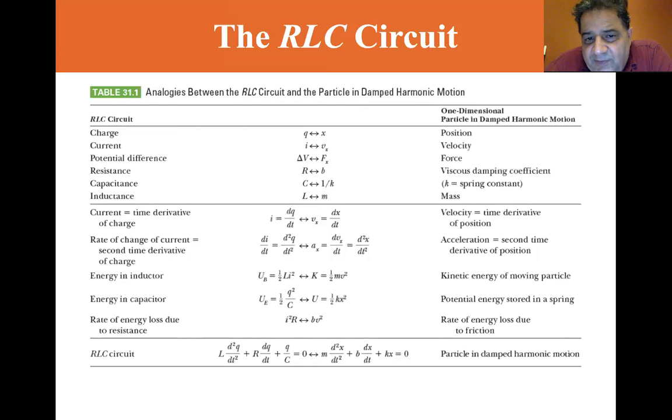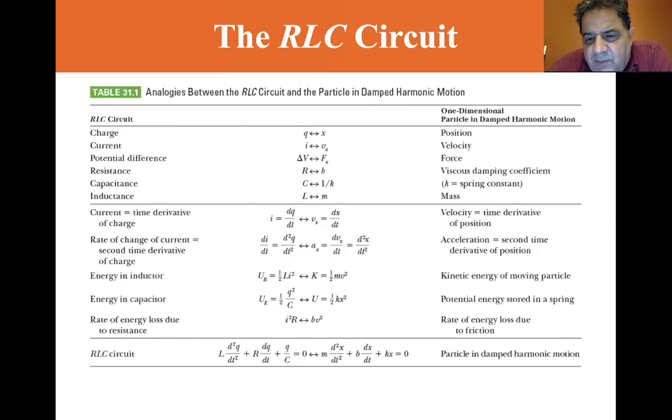Acceleration is the second time derivative of position. Energy in the inductor corresponds to kinetic energy of a moving particle. Energy in a capacitor corresponds to potential energy stored in the spring. The rate of energy loss to resistance, I squared R, corresponds to the rate of energy loss due to friction, the damping coefficient times V squared. So in an RLC circuit, you have L d squared Q dt squared plus R dQ dt plus Q divided by C equals 0.